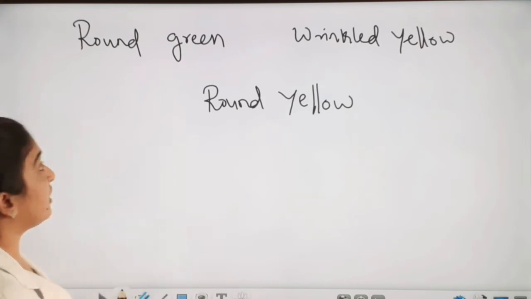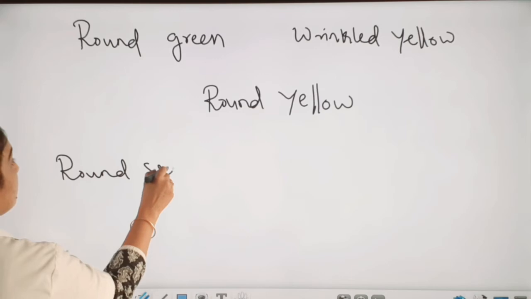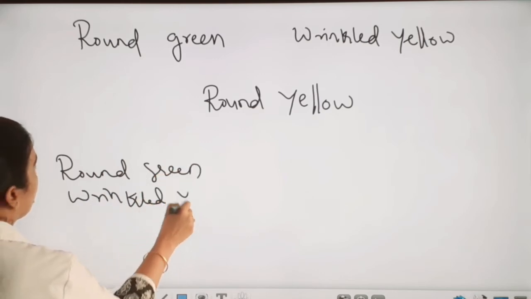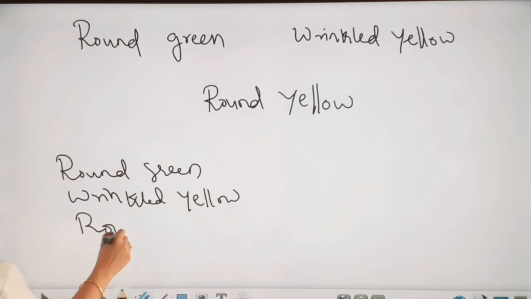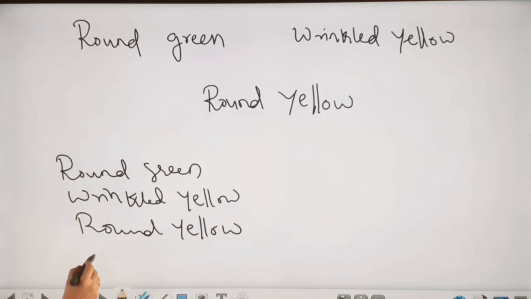And in the second generation he got all the parental characters such as round green, wrinkled yellow, then round yellow, along with he got wrinkled green.